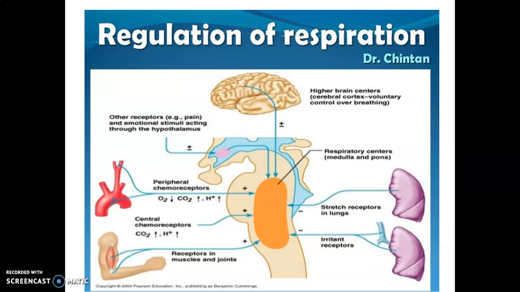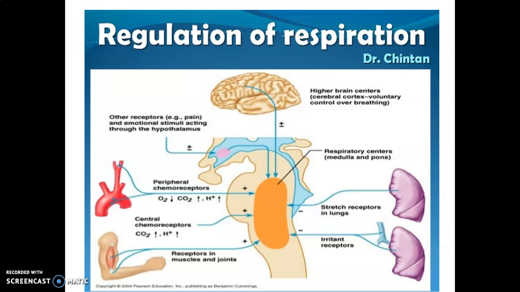A chemosensitive area is situated adjacent to the rhythm center, which is highly sensitive to carbon dioxide and hydrogen ions. An increase in these substances can activate the center, which in turn can signal the rhythm center to make necessary adjustments in the respiratory process by which these substances can be eliminated. Receptors associated with the aortic arch and carotid artery can also recognize changes in carbon dioxide and H plus concentration and send necessary signals. Okay, so in the chart it is given. Okay children, so that's about the regulation of respiration.